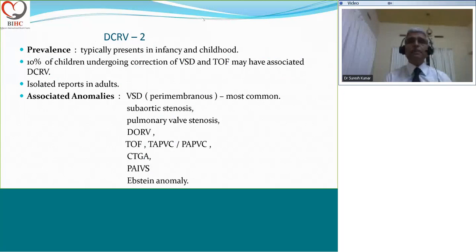It typically presents in infancy and childhood, but children who have undergone correction of VSD or tetralogy may appear with DCRV in later childhood or adulthood. The commonest associated lesion is a perimembranous VSD, usually small. It may even get closed. You can get subaortic stenosis, and almost anything can occur along with it, but VSD is the classic association.